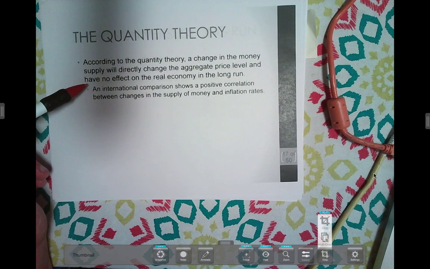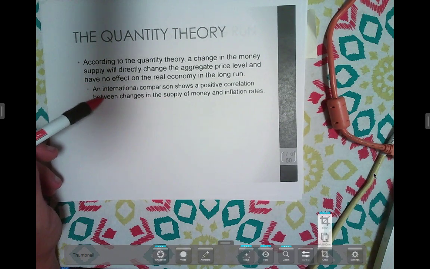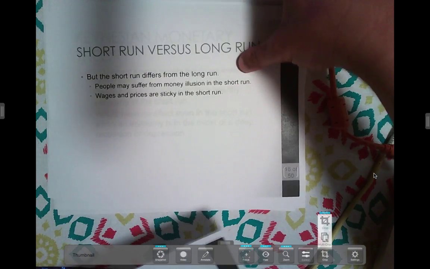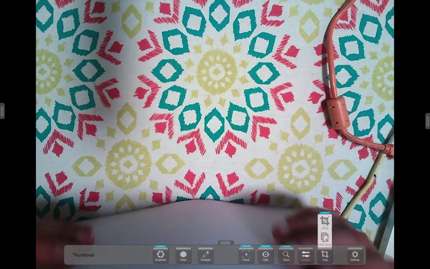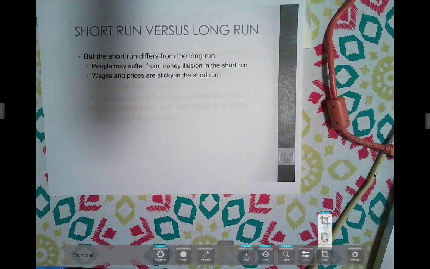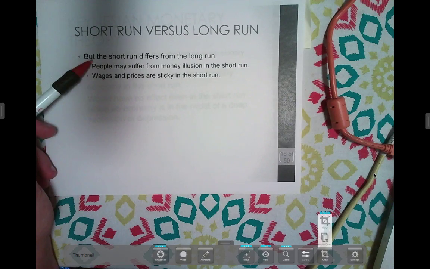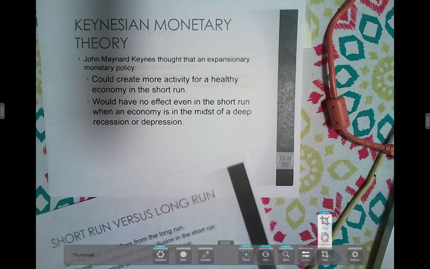What we see here is that there is at least some evidence that this is in fact true, that the data reveals that changing the supply of money does directly change the inflation rate. So there is some value to it. The problem is that the short run looks very different than the long run. The reason primarily is that wages and prices are somewhat sticky in the short run, meaning that they don't adjust as quickly as we would expect them to. And because they're not adjusting as quickly, we really see this much more in the long run than we do in the short run.